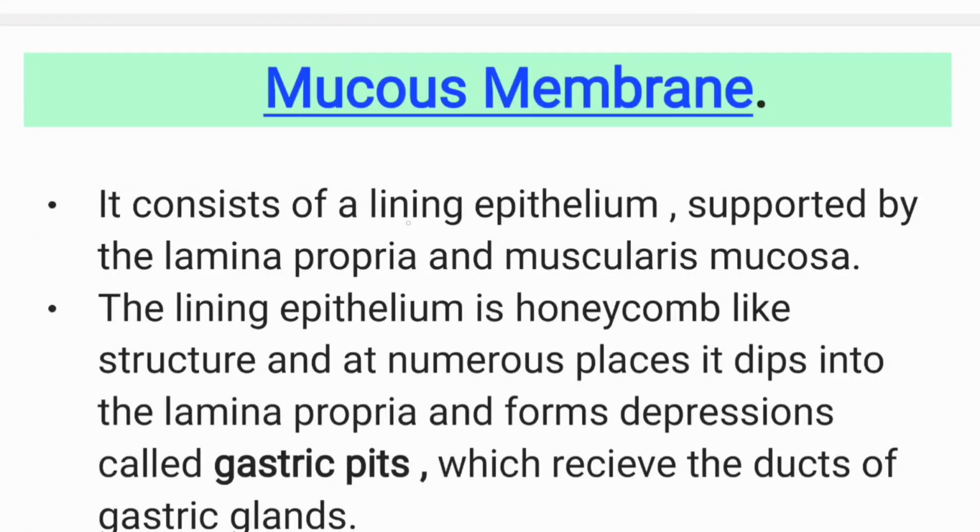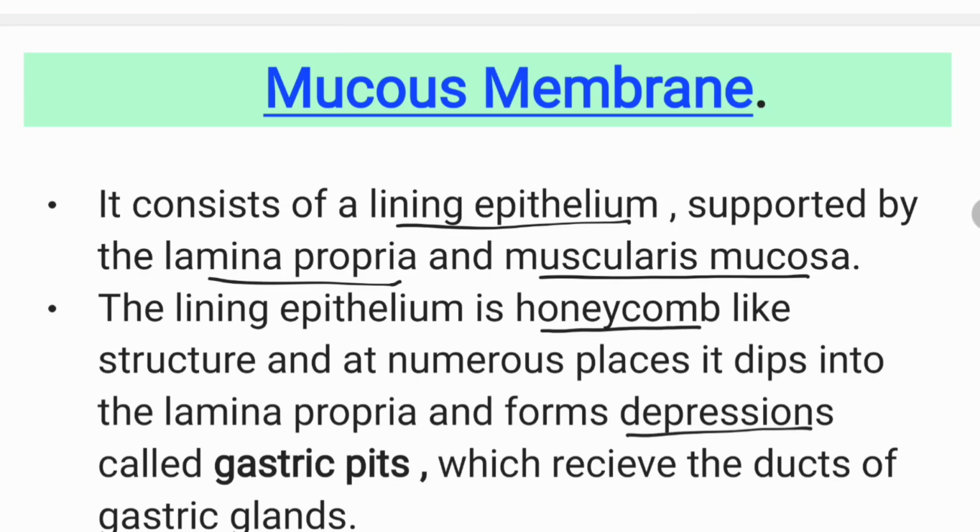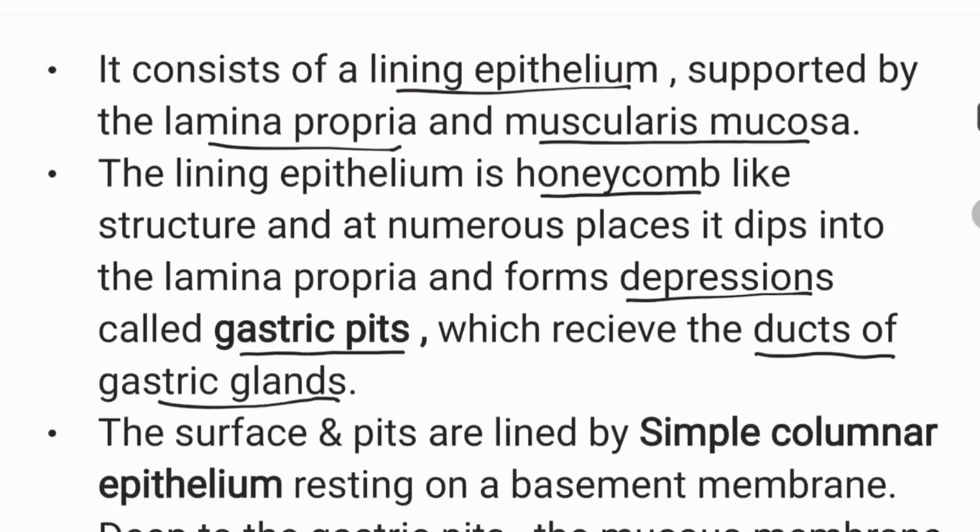The mucous membrane consists of a lining epithelium that is supported by the lamina propria and the muscularis mucosa. Here the lining epithelium has a honeycomb-like structure, and at numerous places this epithelium dips into the lamina propria and forms depressions. These depressions are known as the gastric pits, and these gastric pits receive the ducts of the gastric glands.